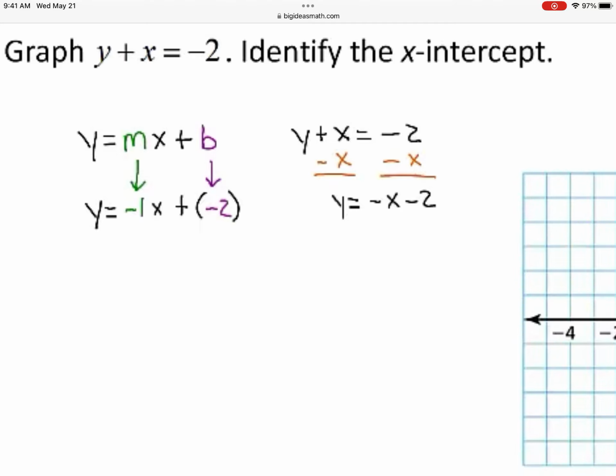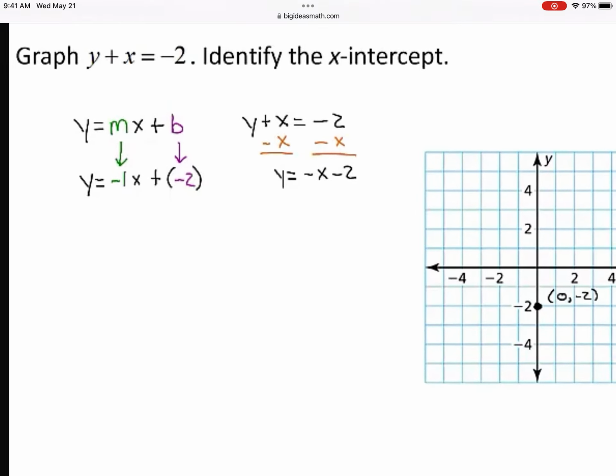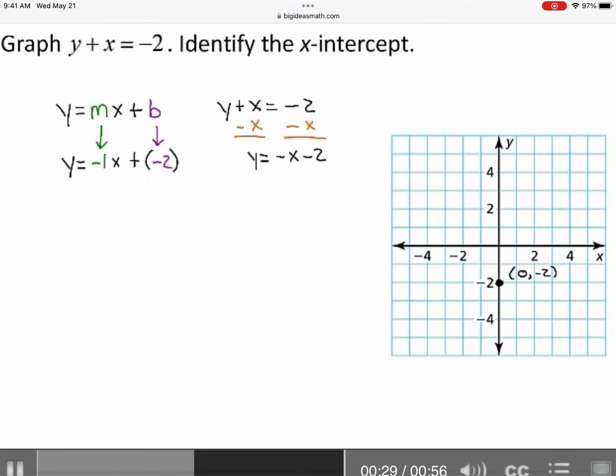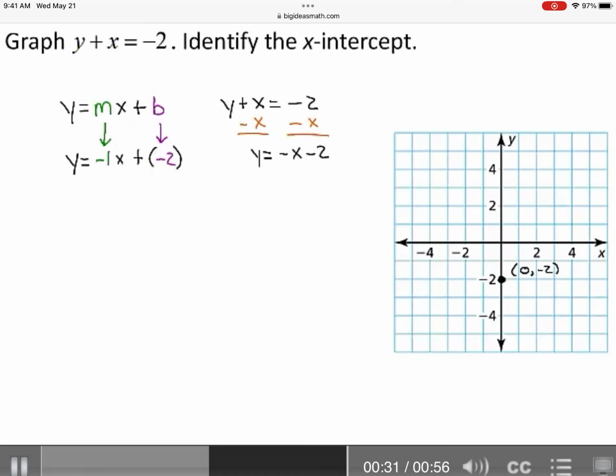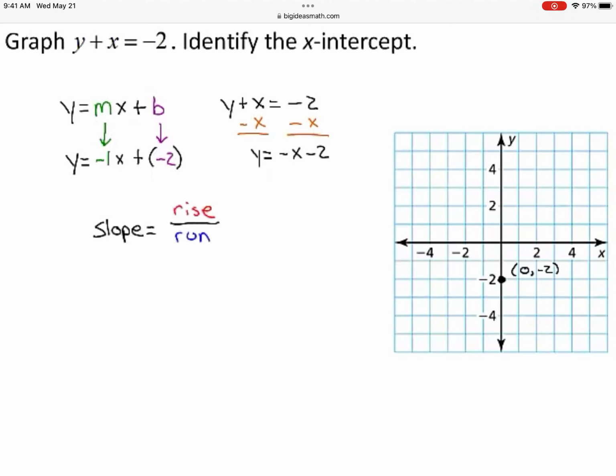The y-intercept is negative 2, so plot 0, negative 2. Now you want to use the slope to find another point on the line. Slope equals rise over run. So because m equals negative 1, and negative 1 can be rewritten as negative 1 divided by 1, you want to plot a point that is 1 unit down and 1 unit right from 0, negative 2.